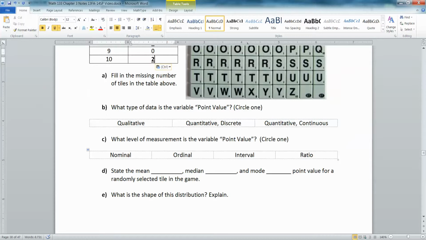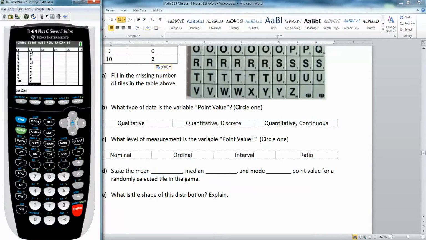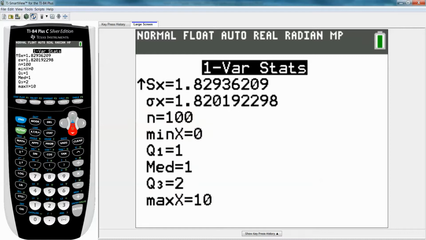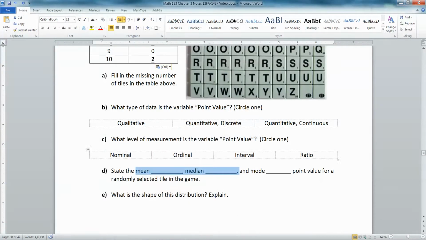Then to find the mean and the median, what I could do is I could say stat, calculate, one variable. And again, it would be L1 and L2 because I want the calculator to recognize that L2 is where my frequencies are, i.e. how frequent was 1, how frequent was 2, and so on. And I'll get that the mean is right up at the top. That's a 1.87. And the median, I'll go down with my down arrow to see it. It's right there, it's 1. So the mean would be 1.87, and the median would be 1.